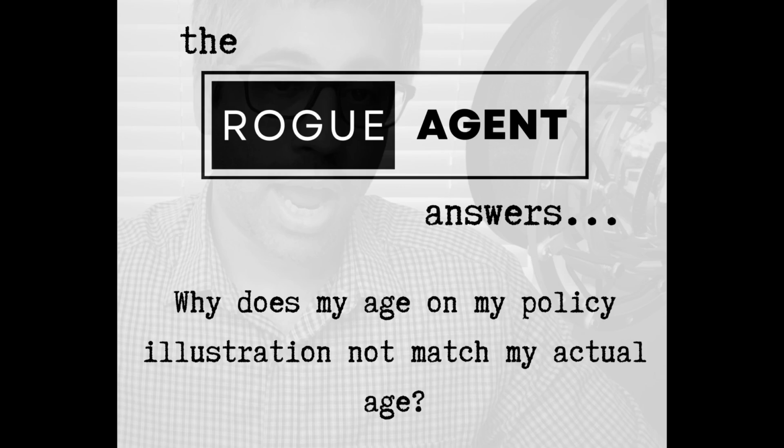So this week's question is about age, I guess, on the illustration. My policy illustration shows my age in year 1 is 40, but I am 39 right now. Why does the illustration show me being older than I really am?